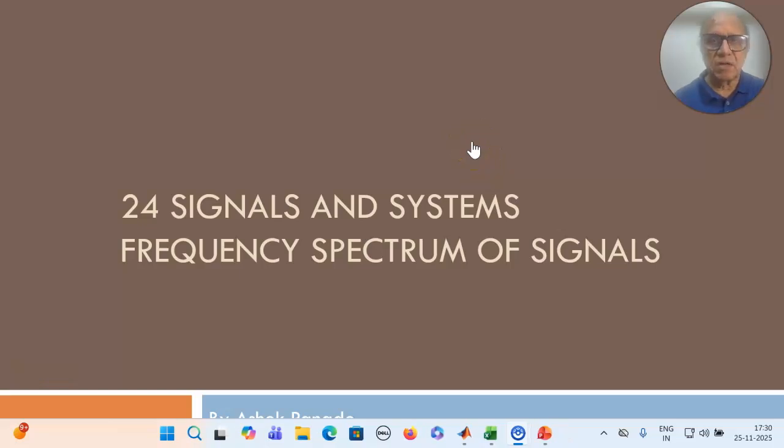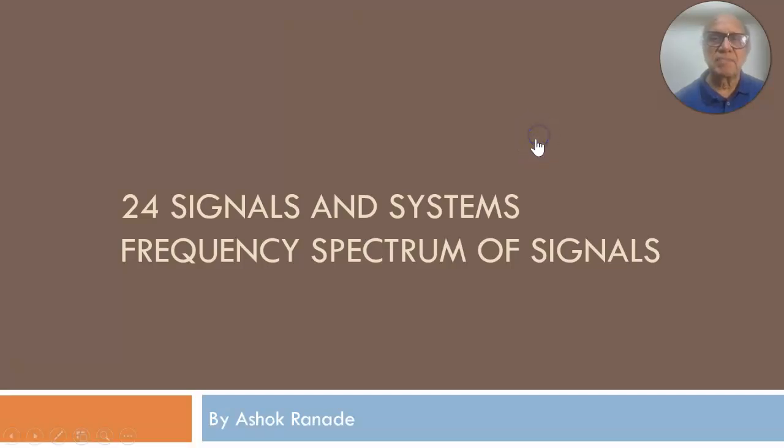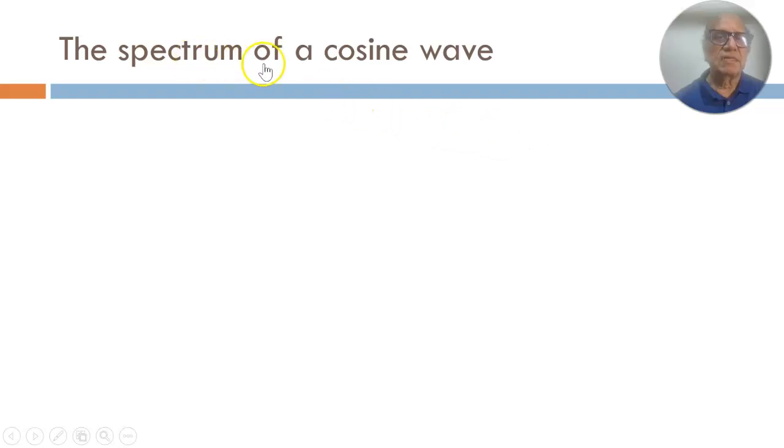So in this session on signals and systems, we are going to start the study of frequency spectrum of signals. In order to understand this easily, we will first start with a very simple signal which consists of a single cosine component. So let us first of all write the equation for this. We can write x(t) is equal to A cos(omega naught t plus theta).